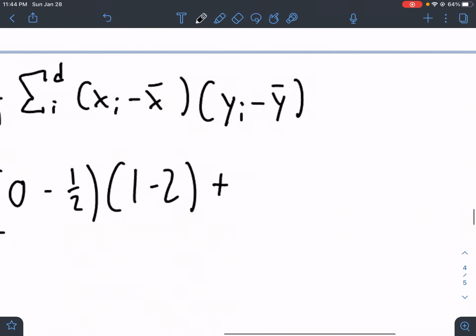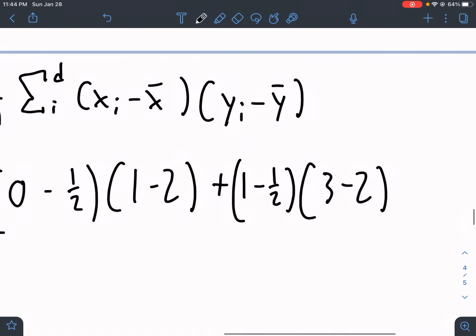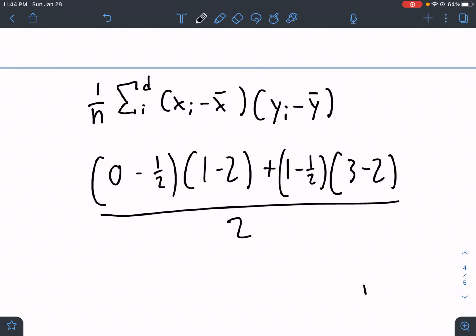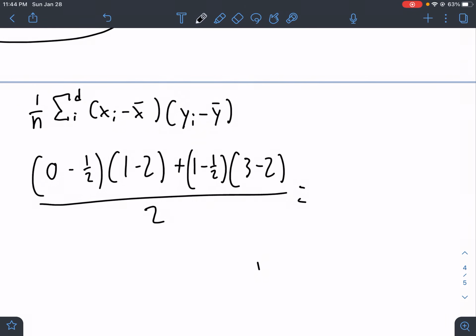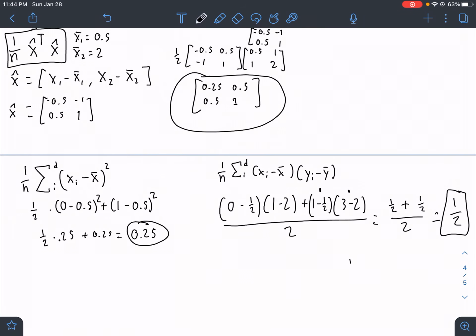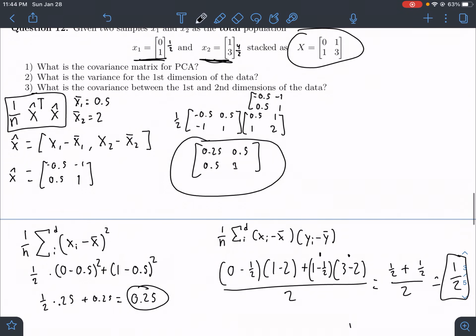1 minus 1/2 times 3 minus 2, over 2, which equals, what is this? Negative 1/2 times negative 1, so that's just 1/2, plus this is 1/2 and this is 1, so that's also just 1/2, for 2, which equals 1/2. So covariance is, sorry, 1/2. All right, this is the problem.